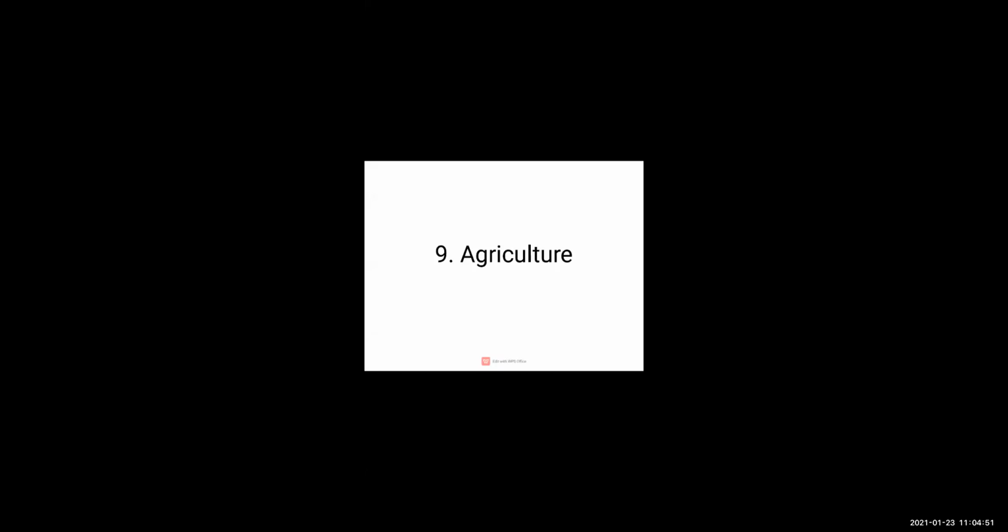Students, today we are going to learn lesson number 9, that is agriculture. We have been hearing this word. We have seen various agricultural farms and various agricultural practices which are carried on a large scale. We have studied about this since our 5th, 6th standard.